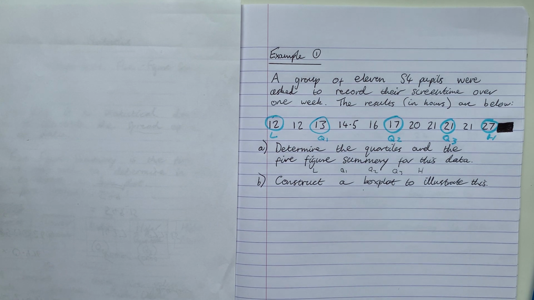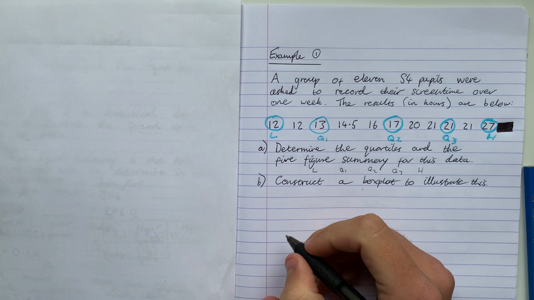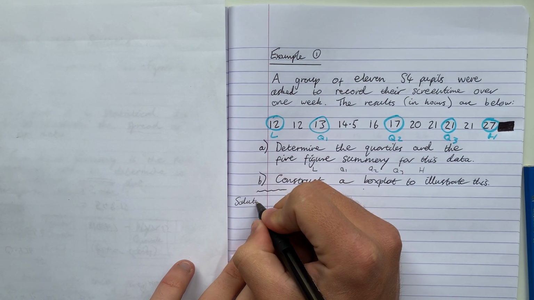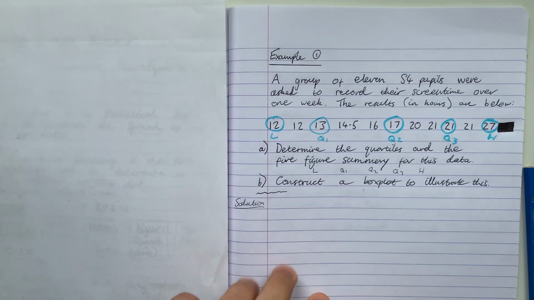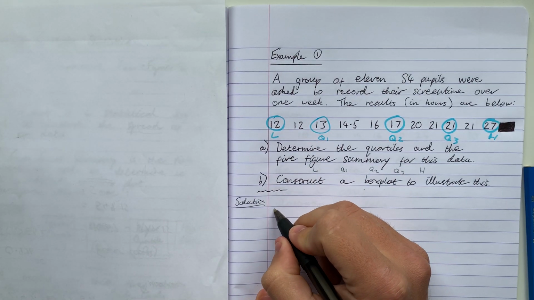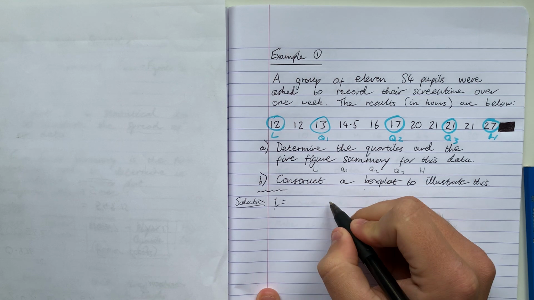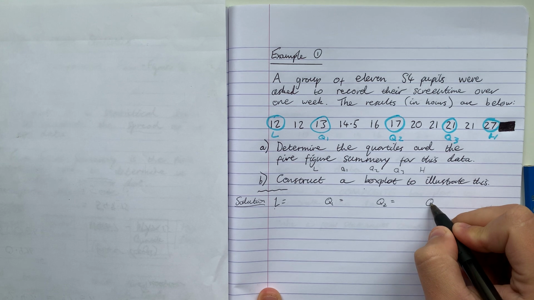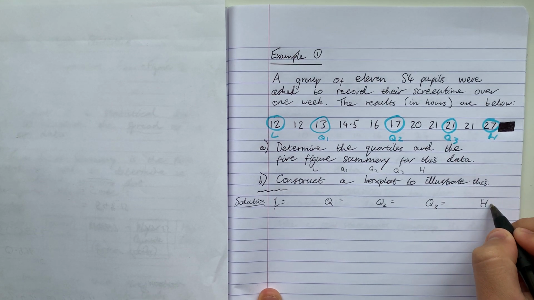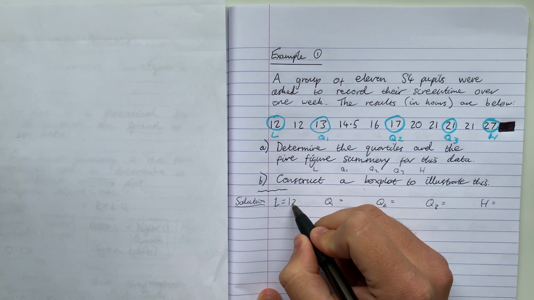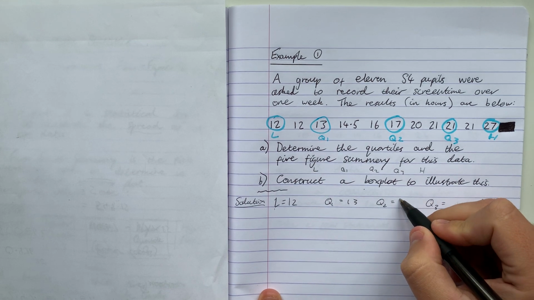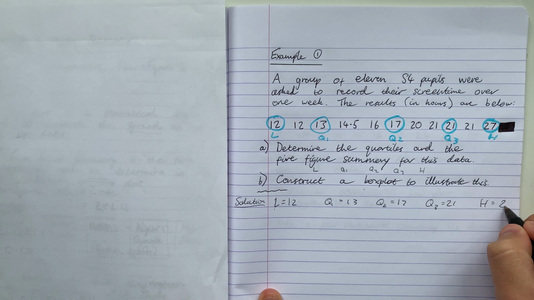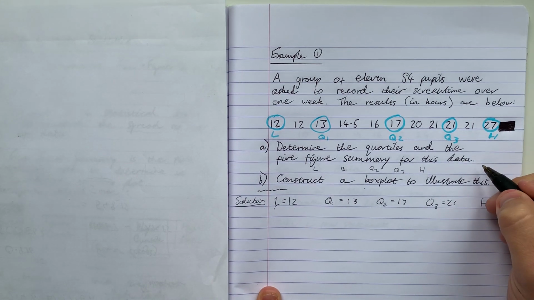Okay, so that is our 5-figure summary. Essentially, I'm going to write it out, but we don't really need to do anything else after that. So this is our solution down here. Just write solution to make it clear that this is our answers now. So our 5-figure summary, I would just write it out like this. L equals, Q1 equals, Q2 equals, Q3 equals and H equals, and then I would write them down. So the lowest number is 12, Q1 is 13, Q2 is 17, Q3 is 21, and the highest is 27. Okay, so that's part A done.